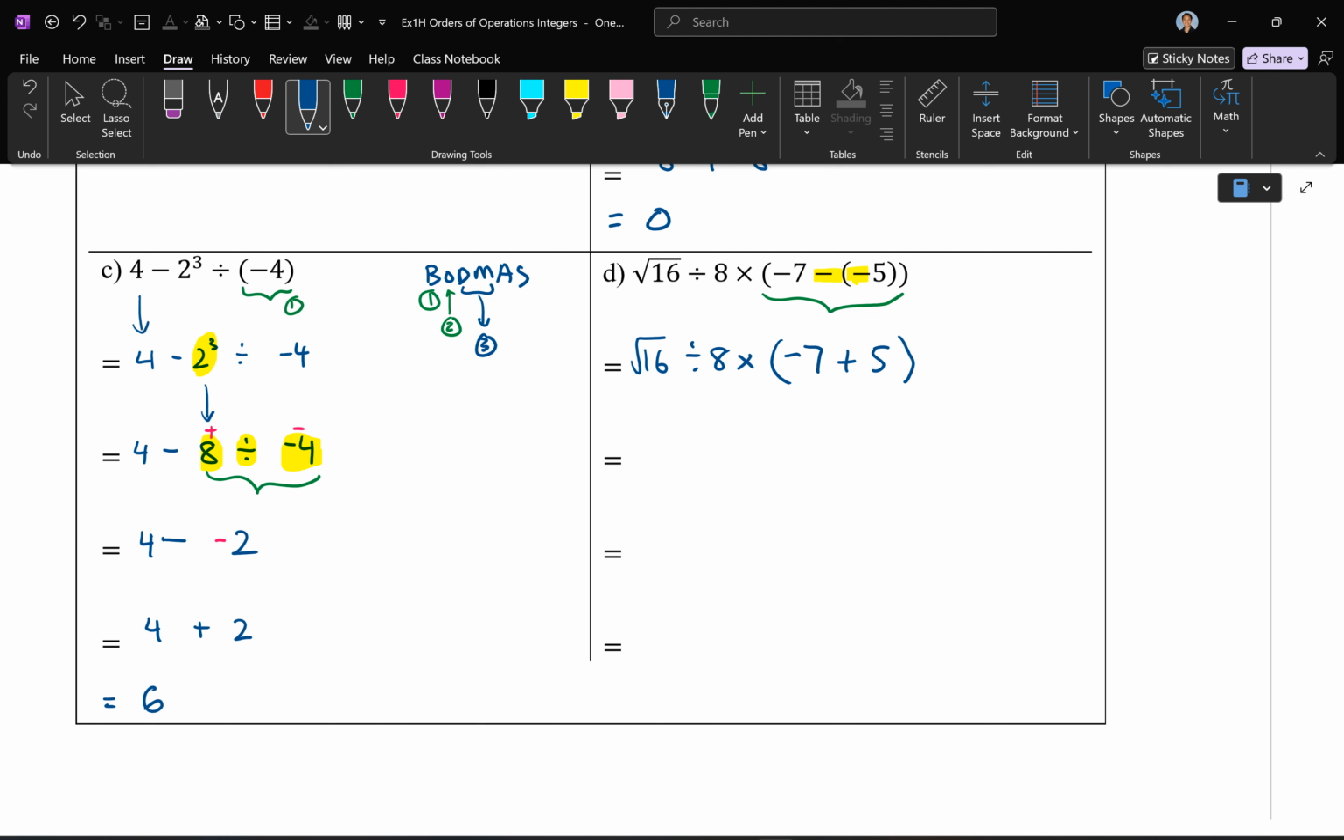I still need to work out what negative 7 plus 5 is. What's negative 7 plus 5? Let's go with Kyle. Negative 7 plus 5 is equal to negative 2. So I then rewrite this. I say, well, that's negative 2. I've got root 16, which is still there. I still have divide 8. And I still have a times. But I've got rid of all the brackets.